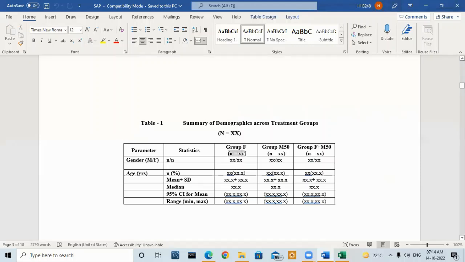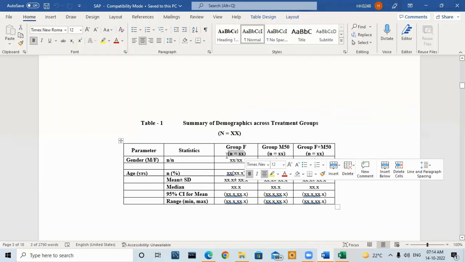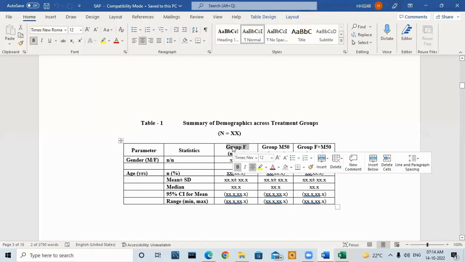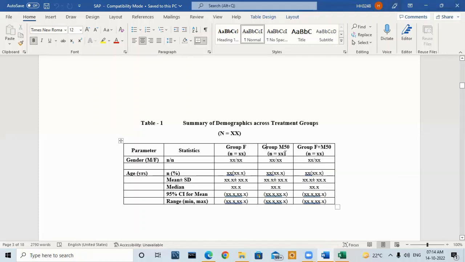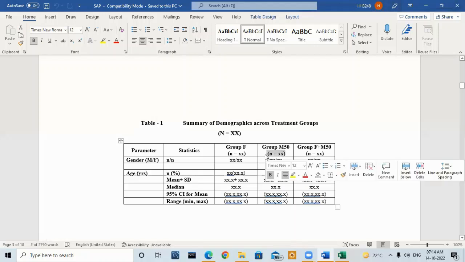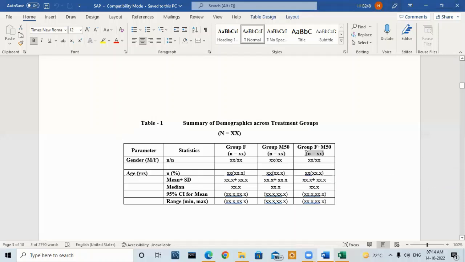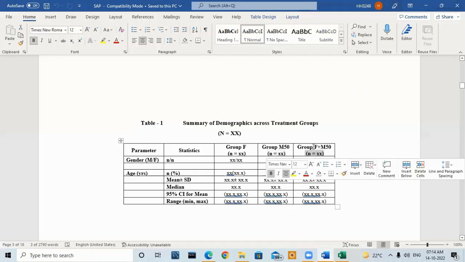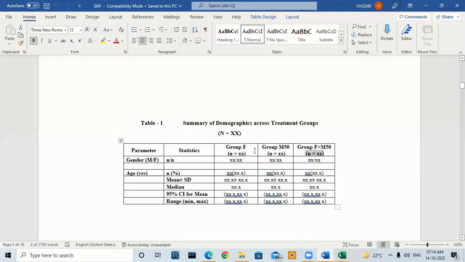XX means what here? For example, take the XX value as 21. So n is equal to 21. This 21 is the number of people in group F. And here n is equal to XX means the number of people in group M50. Here n is equal to XX again means the number of people in group F plus M50. Getting me? These n represent those values. Everyone clear? First row is over.